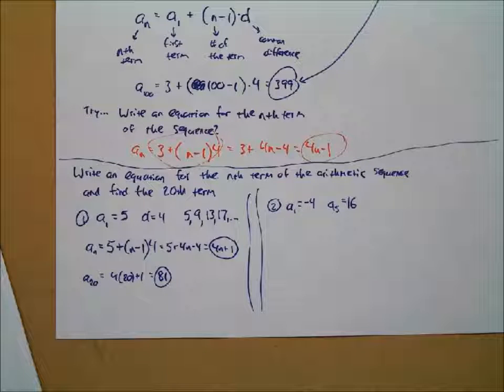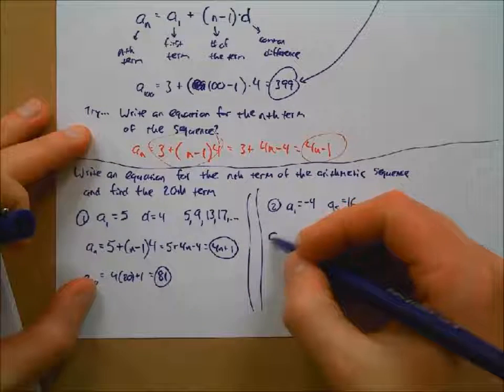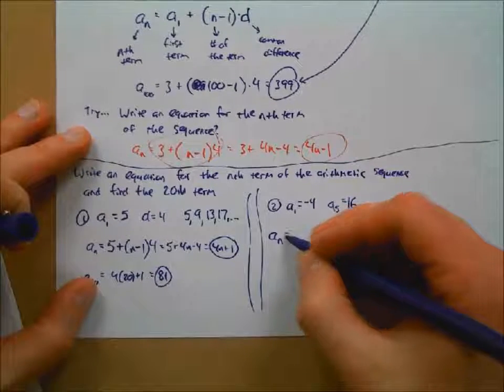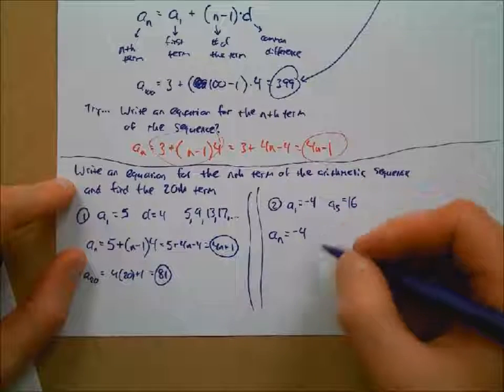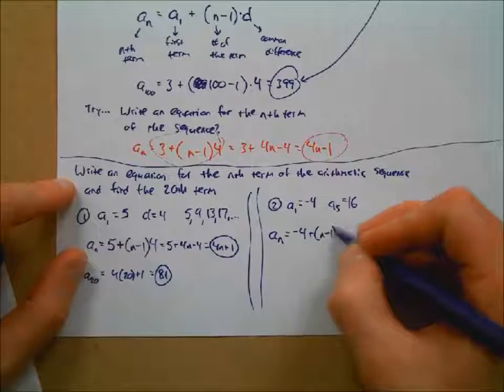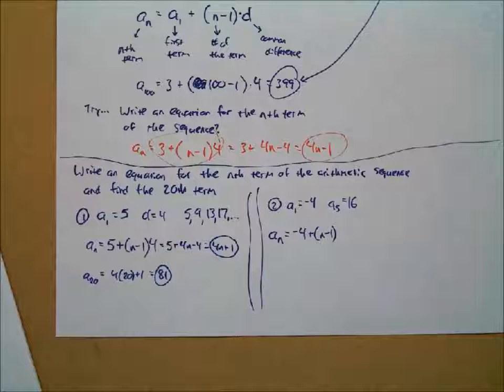A sub 5 means it's what? The fifth term. So we have the first term and we have the fifth term. And we're supposed to come up with an equation for the nth term. Well, let's see what we've got, right? a sub n is what we're going to try and find. We have a sub 1, it's negative 4, plus n minus 1. But what don't we know? Common difference. We're told it's arithmetic, so we know that there is a common difference. We don't know what it is. But how can we figure it out? Any ideas?